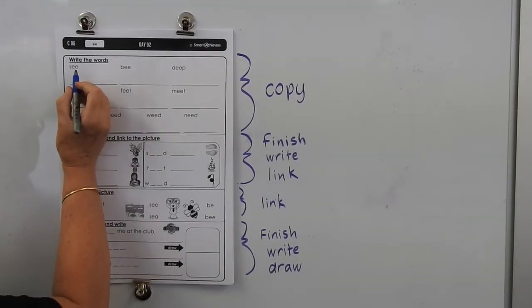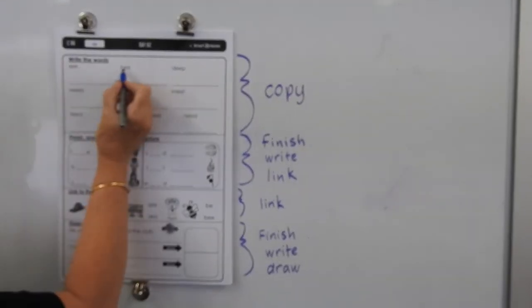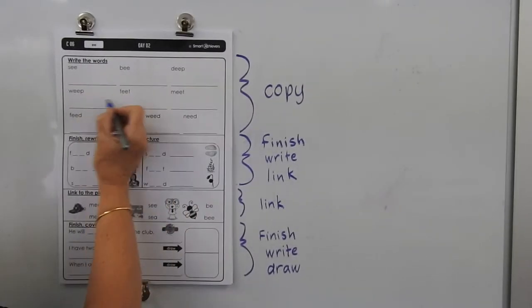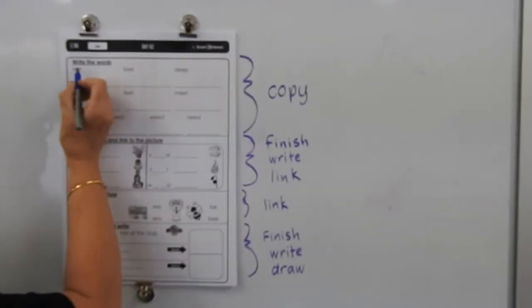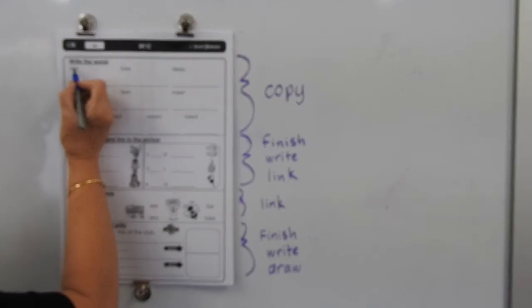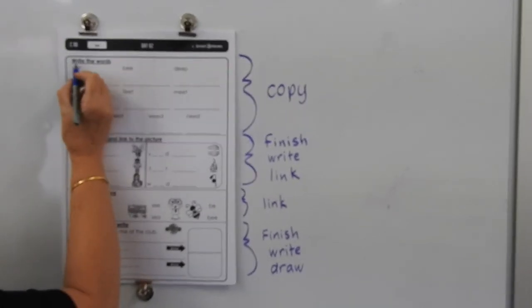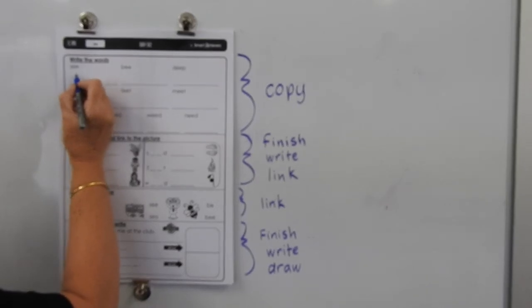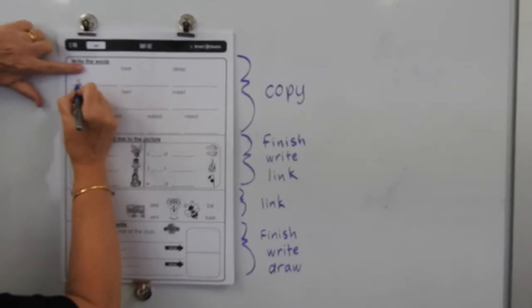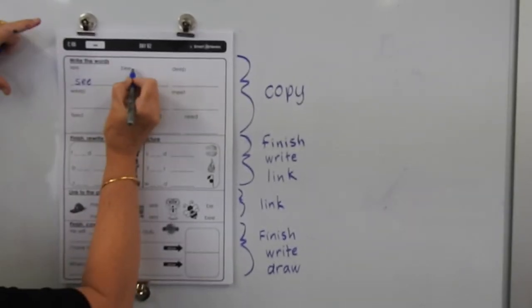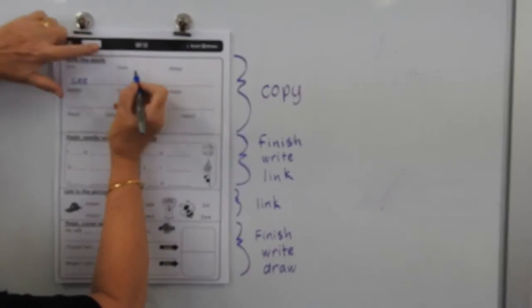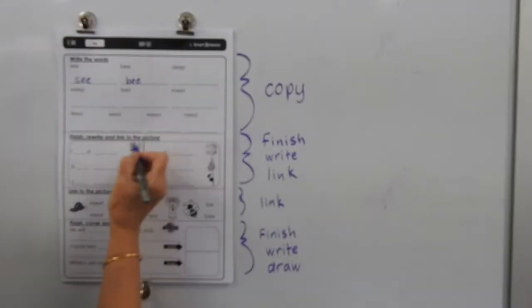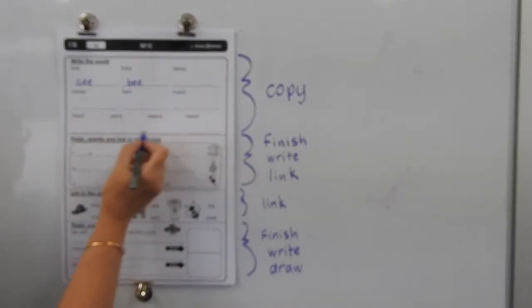Okay, let's read the words first. See, bee, deep. You can read them all on your own. Then I want you to go back and read it, sound it, spell it, cover it and write it. So we've got see, S, E, E. Cover it, write it. Bee, B, E, E. Cover it and write it. Down here, you can finish those ones off quite easily.